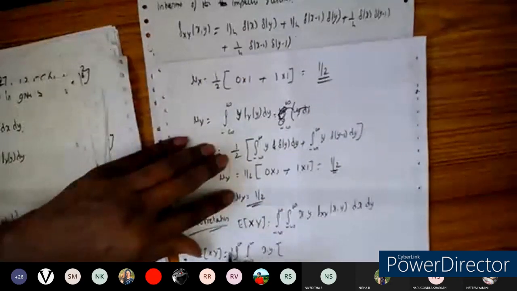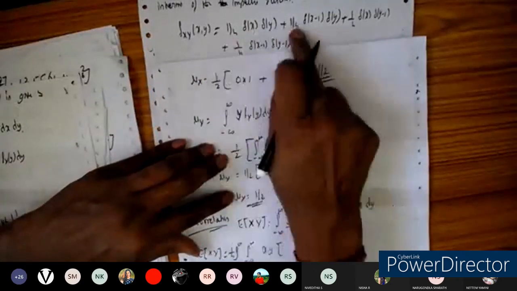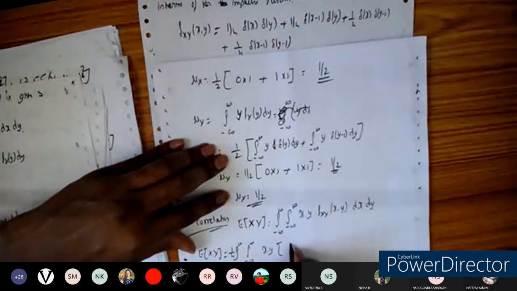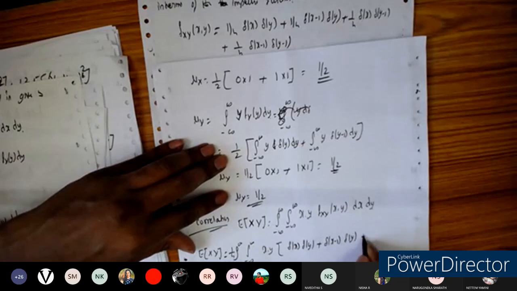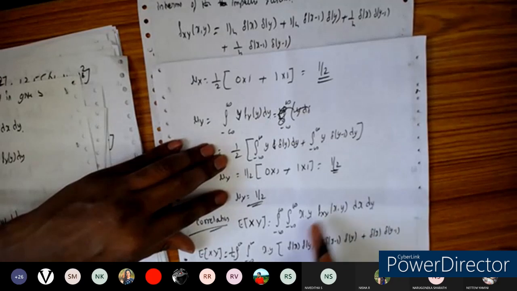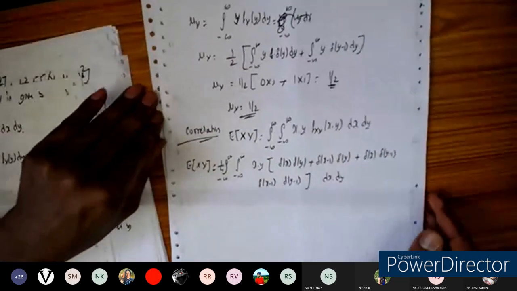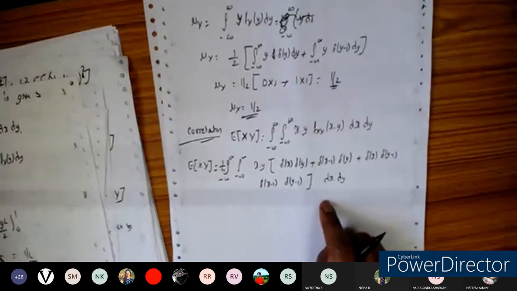So 1/4 is common everywhere, so I'll take 1/4 outside. The remaining quantity I'm going to write: delta of x into delta of y. Here also we are going to apply the shifting property. Substitute for the fxy of x comma y, into dx into dy. First we need to integrate with respect to dx, next with respect to dy.